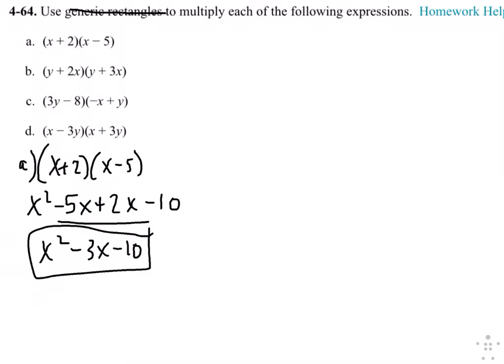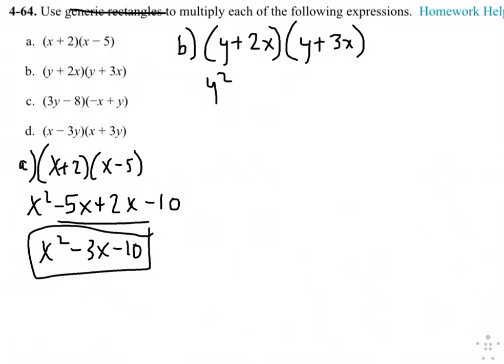Okay, so that's A. B, I'll do up here, right? We have y plus 2x times y plus 3x. So y times y is y squared. y times 3x is 3xy. Now the 2x times y is 2xy. And the 2x times 3x is 6x squared.